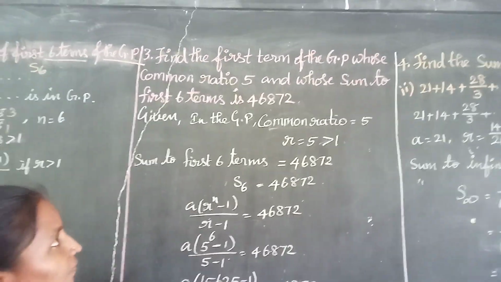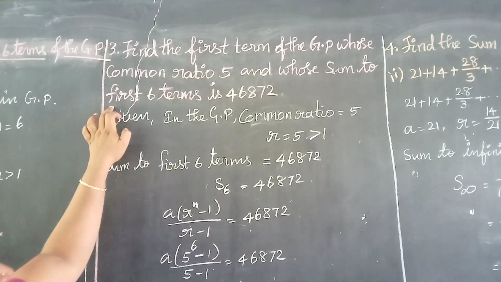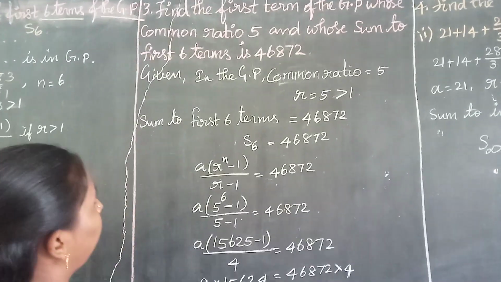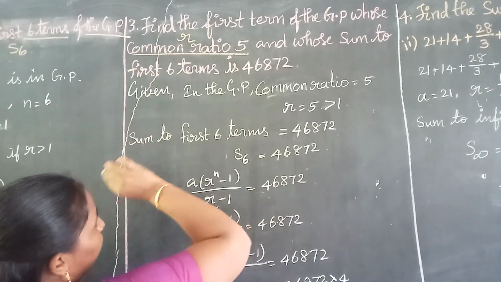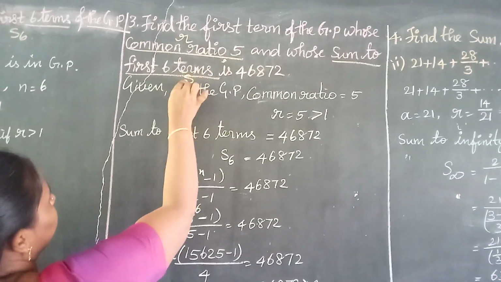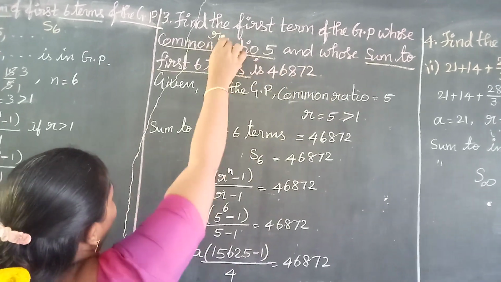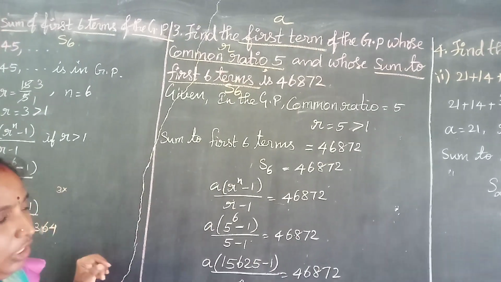Find the first term of the GP whose common ratio is 5 and whose sum of first 6 terms is 46,872. So they given the common ratio, that is the R value. R value is 5, and then they given the sum of first 6 terms, that is S6. So S6 is 46,872. What are we going to find now? The A value, that is the first term, we are going to find.